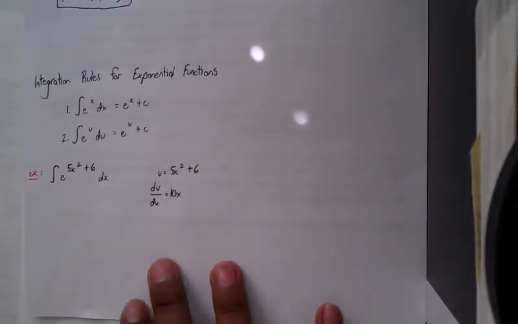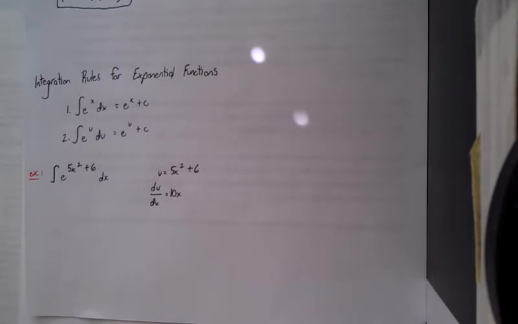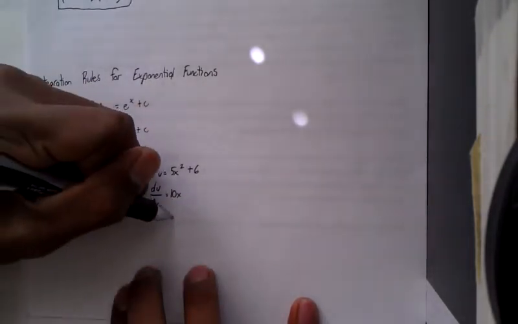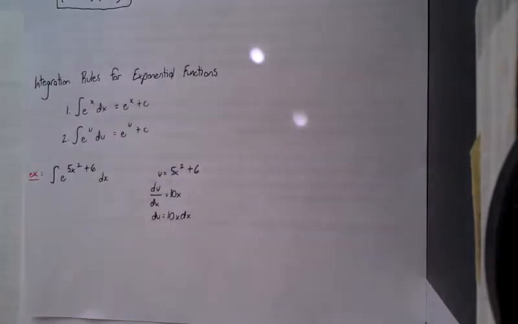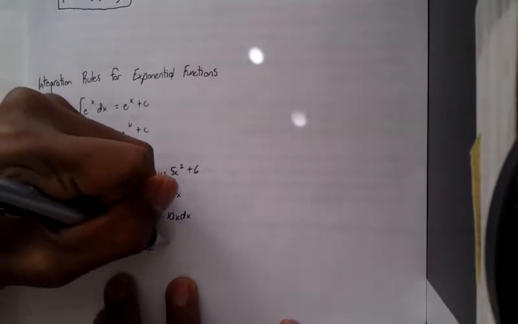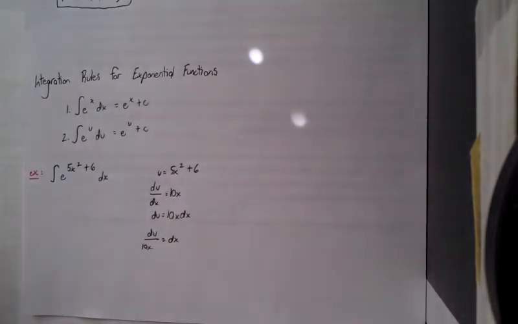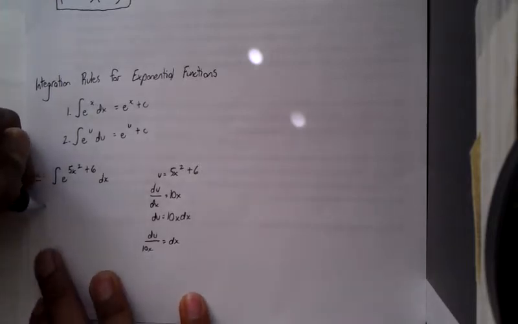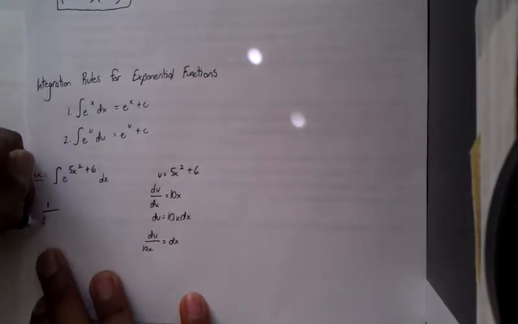We're going to multiply both sides by dx so that we get du equals 10x dx, and we just want to get the dx by itself. So du over 10x equals dx. Now we can make a substitution. I'm actually going to think of this as 1 over 10x times du. So I'm going to pull that out in front.